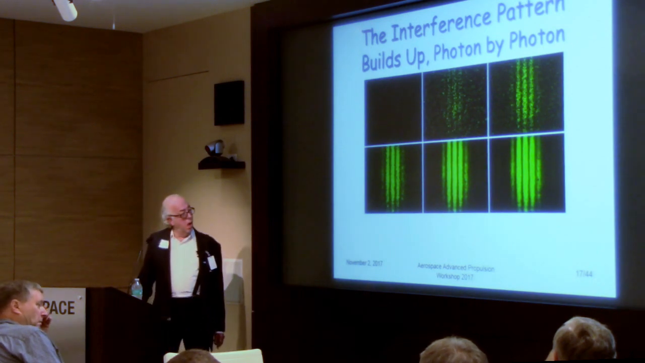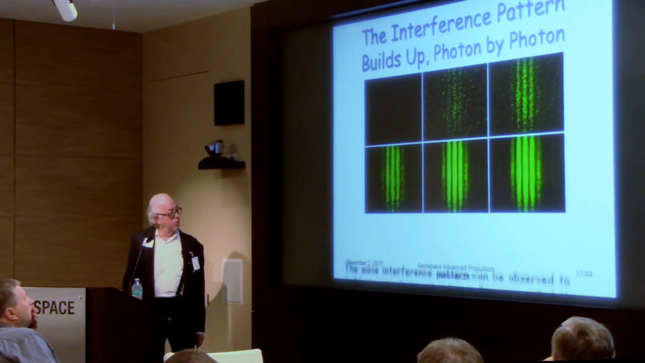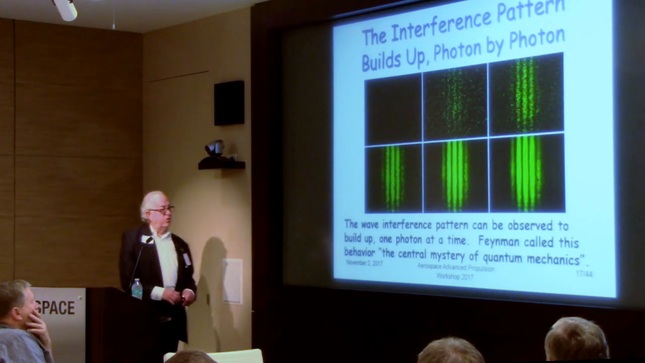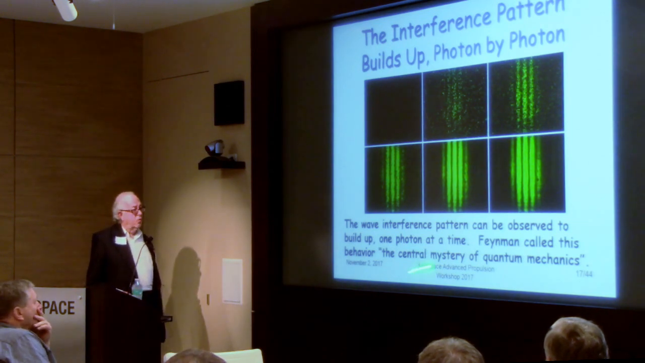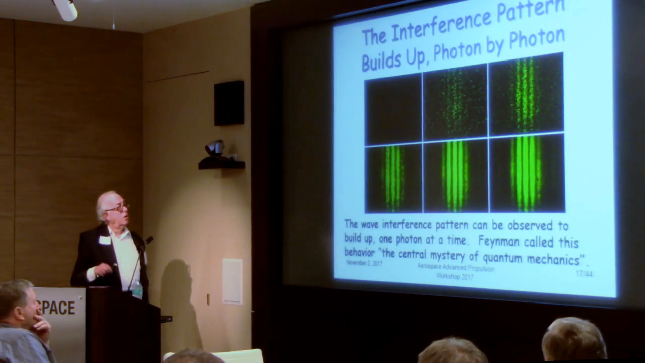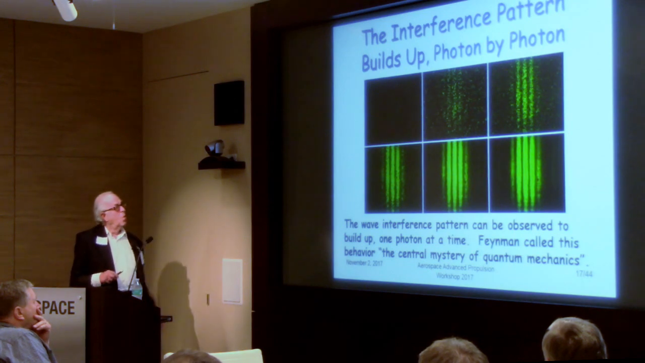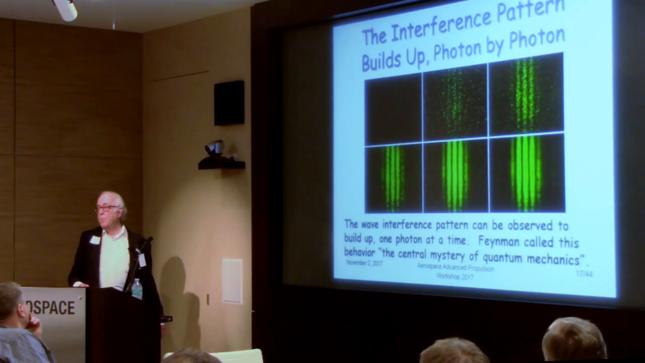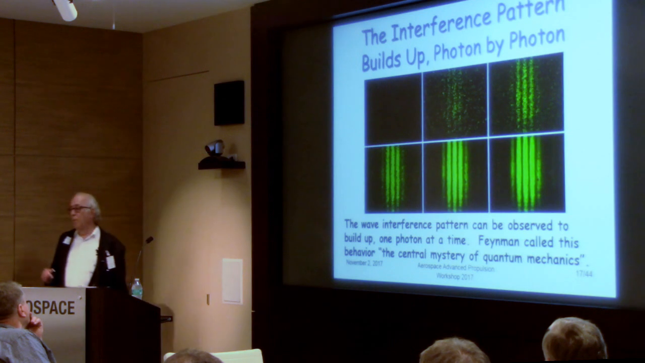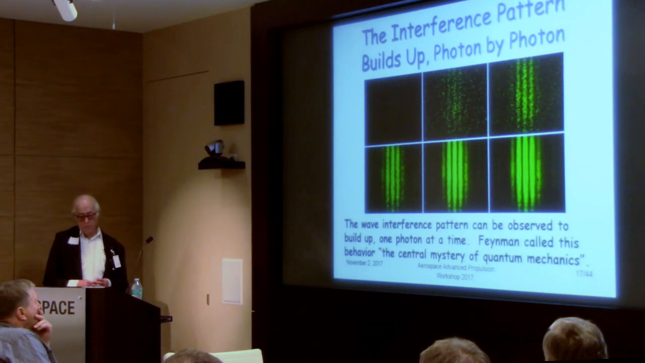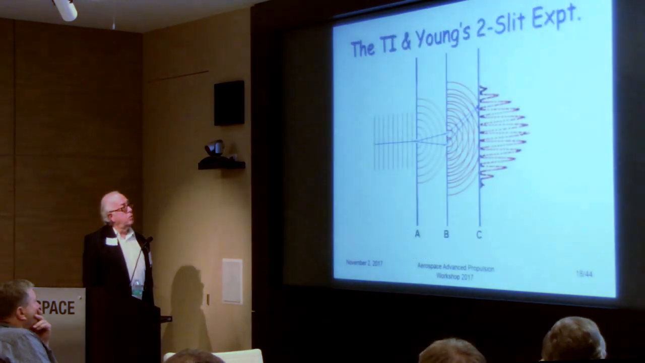Richard Feynman described the situation as the central mystery of quantum mechanics, the fact that you can have this wave-like phenomenon building up one photon at a time from individual particles. Okay, so how do you understand that?